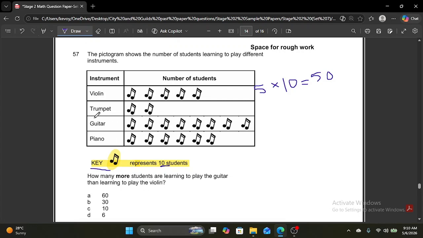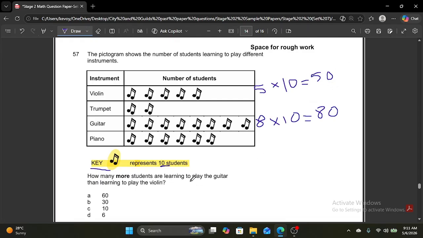So let's look at the guitar now. We have 1, 2, 3, 4, 5, 6, 7, 8. Wow, that is a very big class as well. 8 times 10 is 80 students. We have a lot of guitar experts after a while. So we have 80 persons in the guitar class and 50 persons in the violin class.